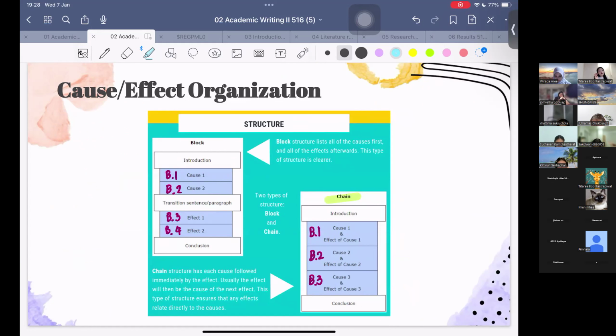And yes, if you write cause and effect, the one that I showed you actually follows the chain style of cause and effect organization. Another one that you can choose to write is using the block style, which is body paragraph 1 talks about cause 1, body paragraph 2 talks about cause 2, and then body paragraph 3 talks about the effect, which is the result from cause 1, body paragraph 4, effect number 2, the result from cause number 2.